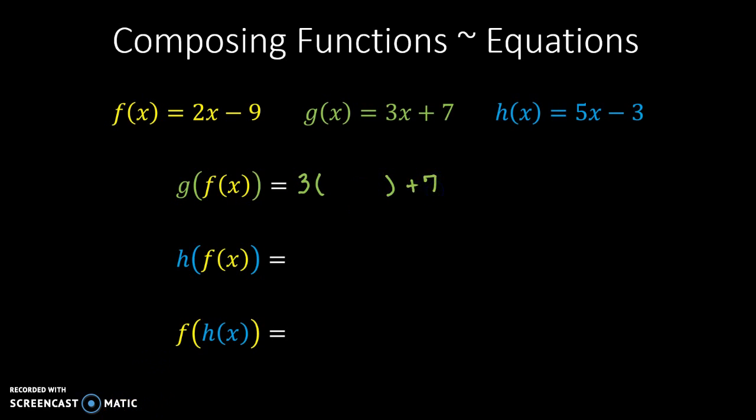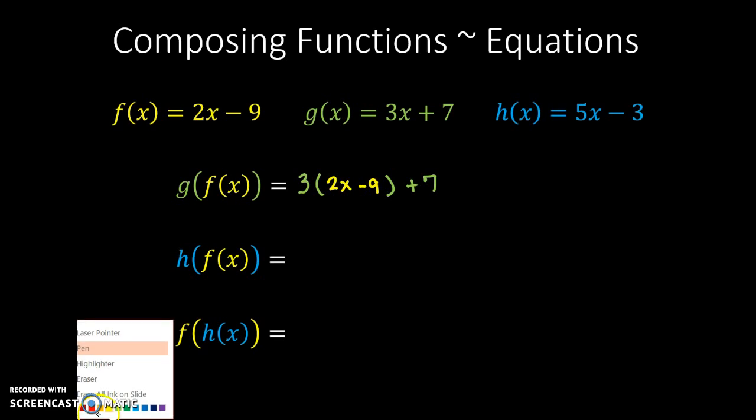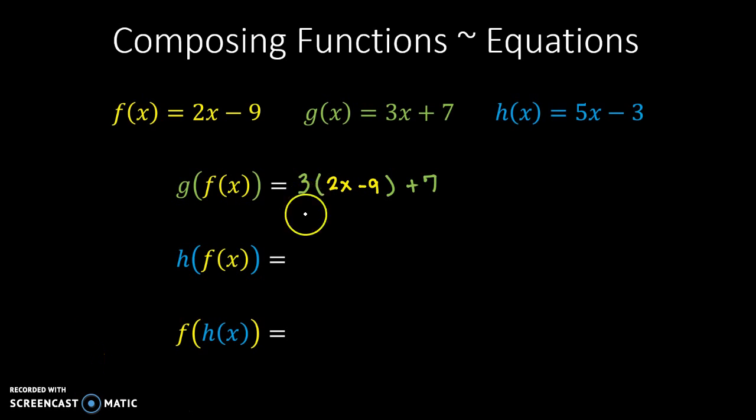All right, so for g of x, the shell will be 3 times something plus 7. And then f of x is going to go inside of the shell. F of x is 2x minus 9. So then the next step is I'll distribute and add like terms. So I wind up with 6x minus 27 plus 7, oops, I wrote 2, but I said 7. So 6x minus 27 plus 7, so 6x minus 20 is going to be my new function.